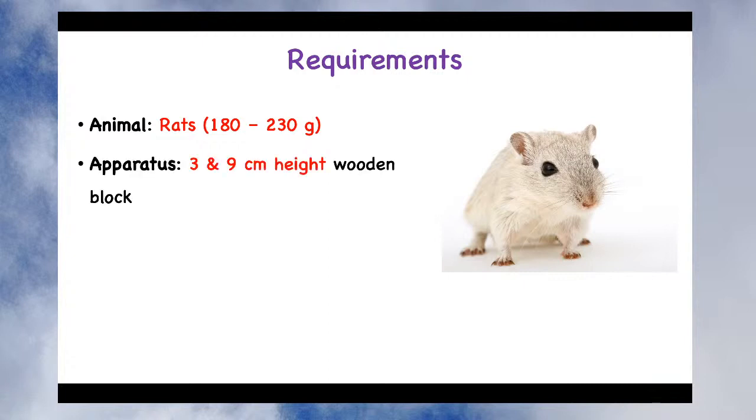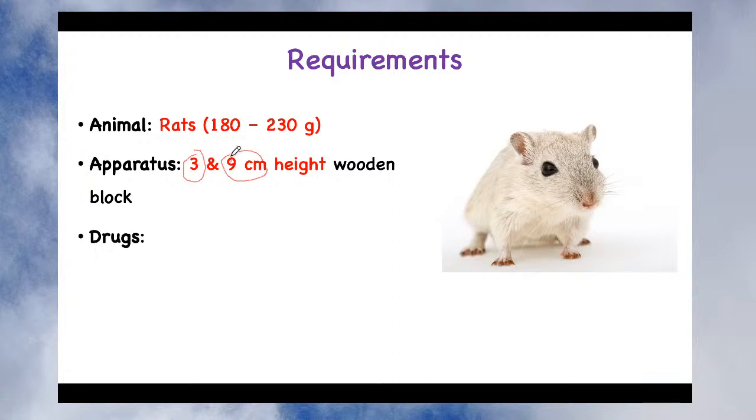Secondly, the apparatus used for this experiment. You don't need any special apparatus or instrument to study this experiment. You just need two wooden blocks. One wooden block has a height of just 3 centimeter, and the second wooden block has a height of just 9 centimeter. So you will be using two wooden blocks to evaluate cataleptic or anti-cataleptic activity in a rat.